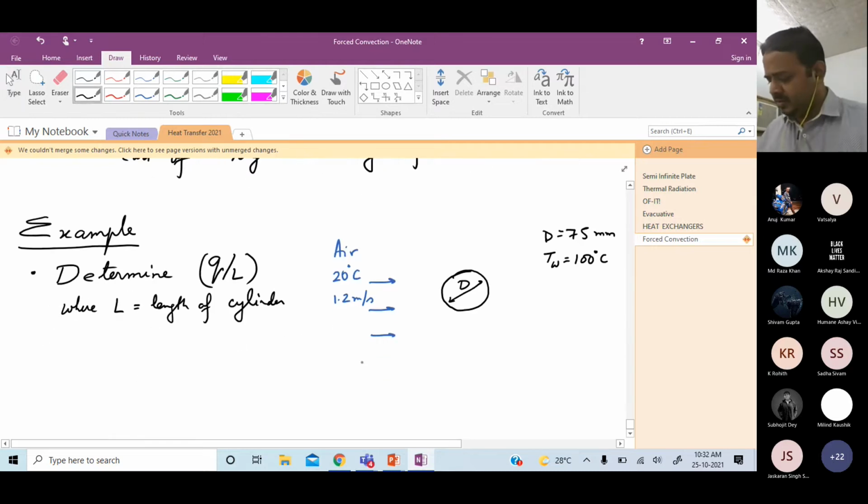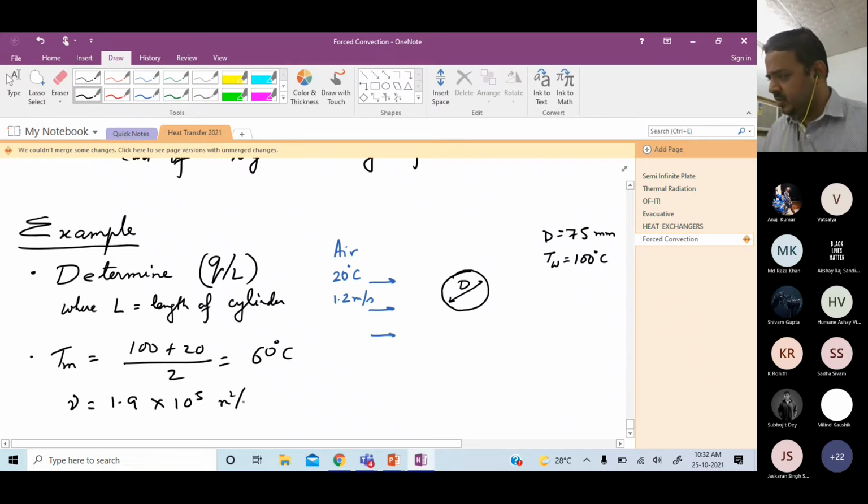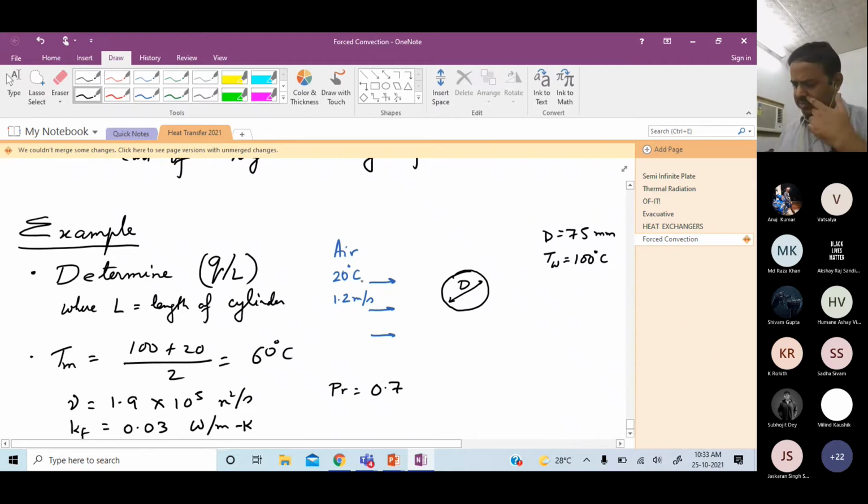One thing I can give you is that the mean film temperature is (100 plus 20) by 2, or 60 degrees C. And at this temperature, nu is 1.9 times 10 to the power minus 5 meters squared per second, Kf is equal to 0.03 watts per meter Kelvin, and Prandtl number is 0.7. No, I don't think you need anything else. You have U infinity d by nu. You can calculate it.